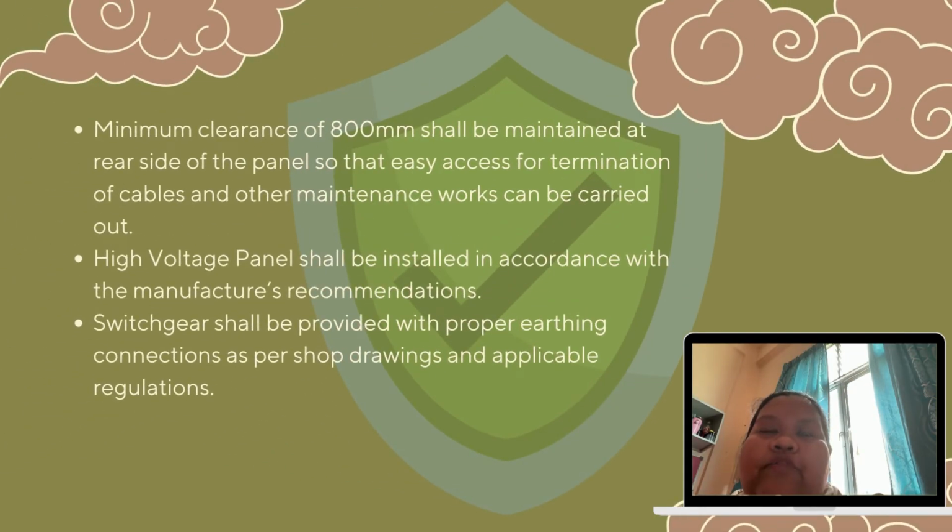A minimum clearance of 800 mm should be maintained at the rear side of the panel so that easy access for termination of cables and other maintenance works can be carried out. A high voltage panel should be installed in accordance with the manufacturer's recommendations. Switchgear should be provided with proper earthing connections as per shop drawings and applicable regulations.